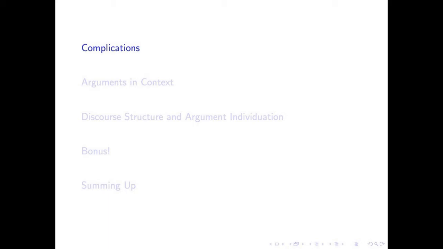Then we're going to try to see how we can characterize context sensitivity in a slightly different way, which might be friendly to the traditional old-fashioned idea. However, we'll see that even that faces some problems. And then I'm going to argue that the way you have to think about arguments when you're dealing with context sensitivity in natural language is as structured discourses and not just sets of sentences or relations between sets of sentences. I'm going to end up with a bonus, and then I'm going to draw some conclusions.